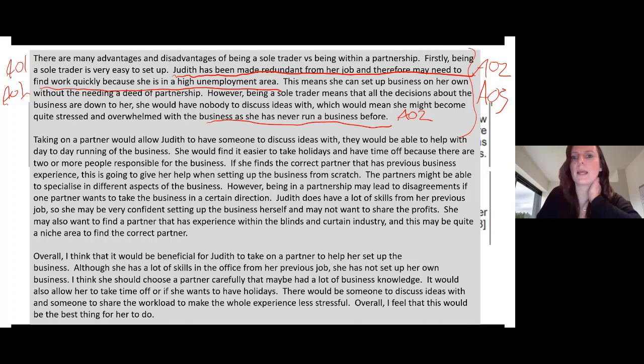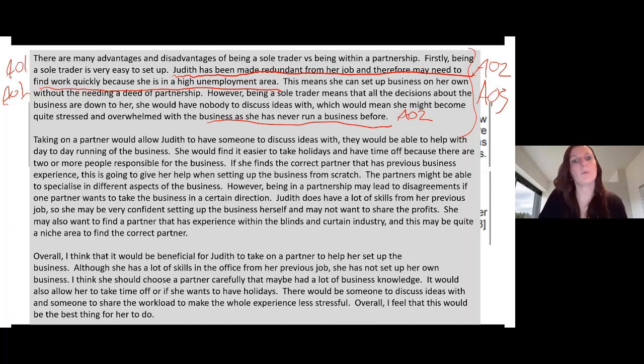With a sole trader, decisions about the business are down to her. So if I was just writing all the AO2 stuff, the maximum I could get is maybe 2 to 3 marks. If I'm bullet pointing it, again, the maximum I would be getting is 2 to 3 marks, because the AO3 is about how you're writing it. So if you are bullet pointing, you're not going to get very many marks, even though you're showing that you know what you're talking about. So always with these particular questions, write in paragraphs.